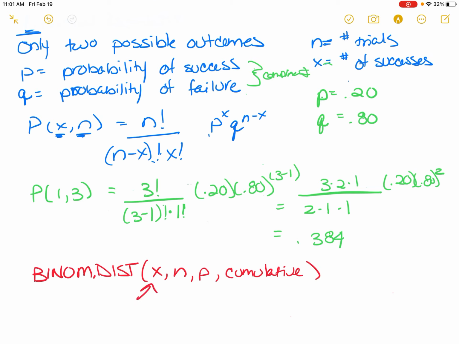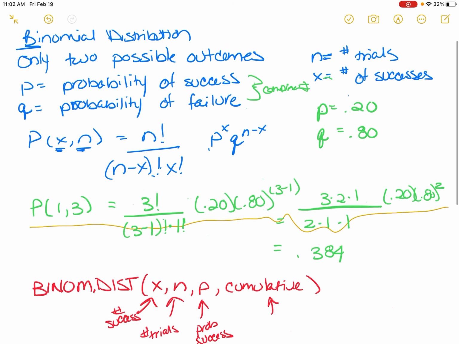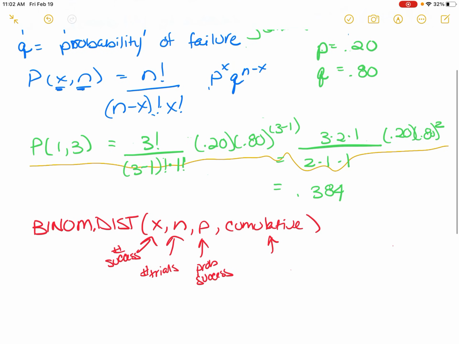So let's talk about this. So this is, like we said before, the number of successes. That's the number of trials. That's the probability of success. And then what this cumulative stands for, this is also described in your book, but let's talk about what it means. If we say it's either true or false.